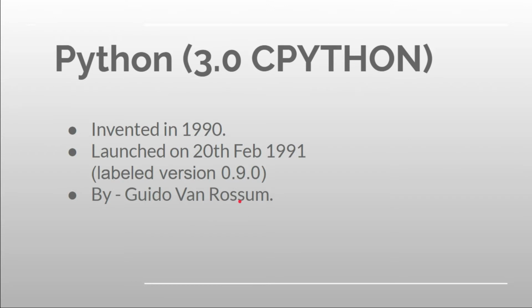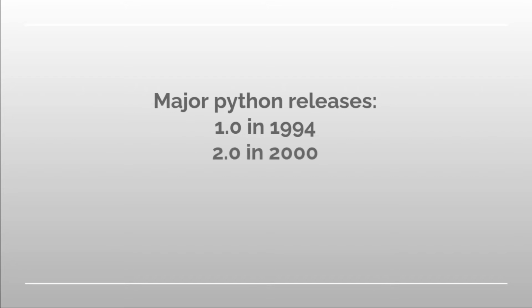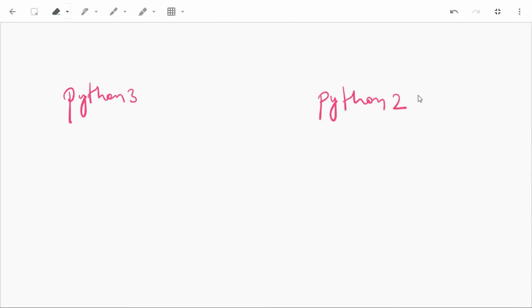The major Python releases till now are version 1, which was released in the year 1994, version 2, which was released in the year 2000, and version 3, which was released in the year 2008. Python 3 was entirely different from Python 2 with no backward compatibility.